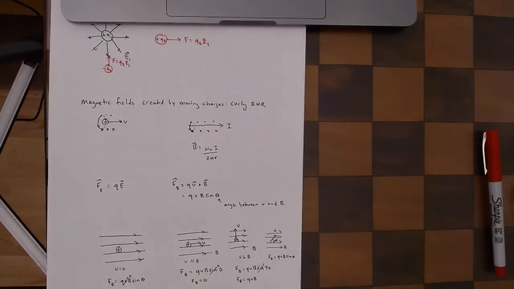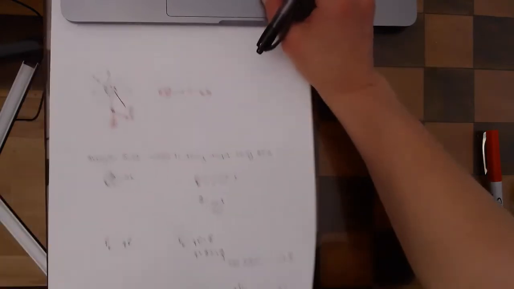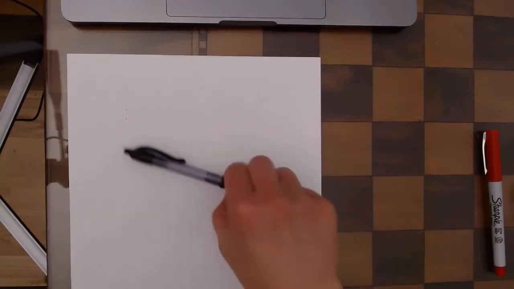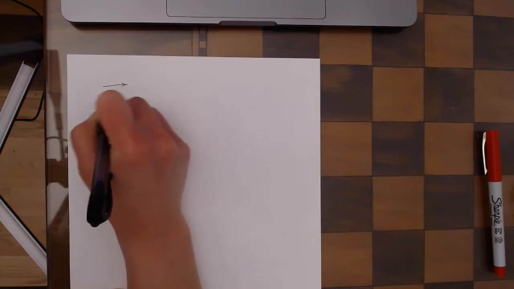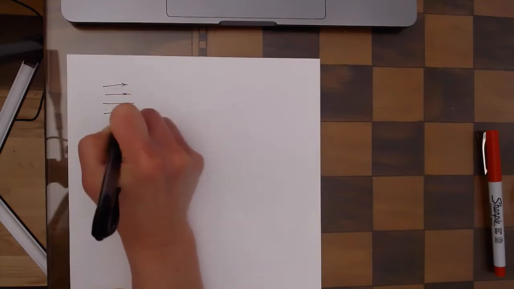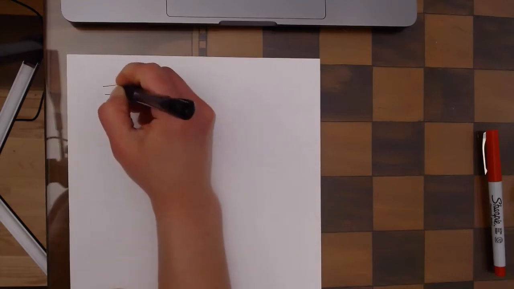Okay, so that's how we find the magnitude of the force, but we also need to figure out what direction the force is in. Okay, so for the first example, we'll do the same one that we just had, where the B field is going to the right, and this positive charge is moving to the top of the page.